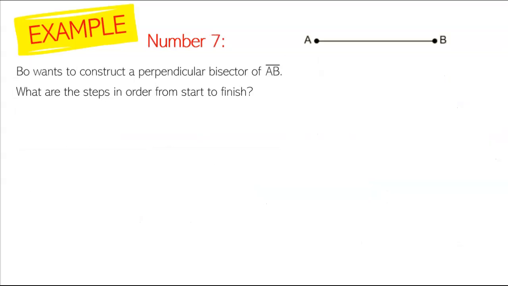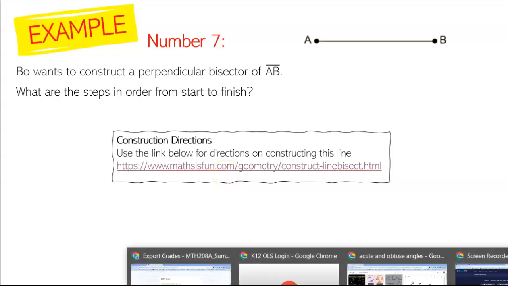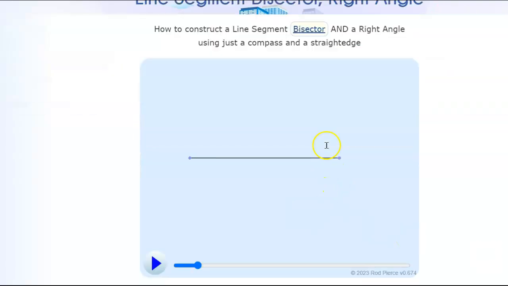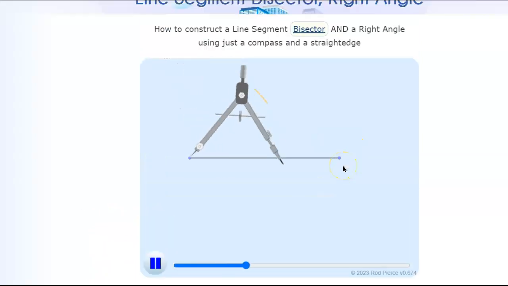Number 7, Bo wants to construct a perpendicular bisector of AB. What are the steps from start to finish? You can go ahead and look at these directions. I brought them up on my computer. So let's see the directions for constructing a bisector. So I click on that link and you can see, you can watch the perpendicular bisector being constructed.